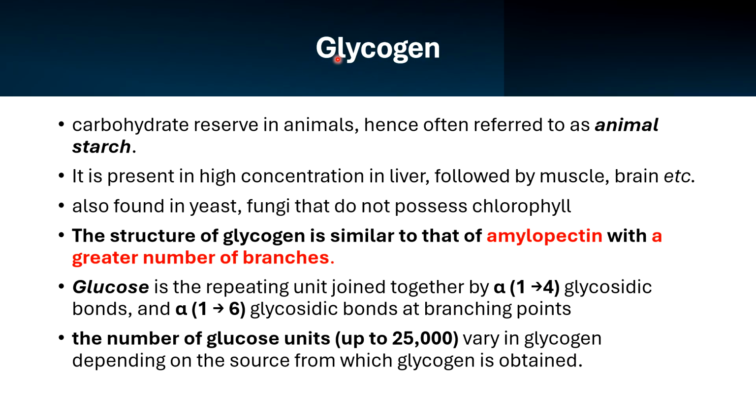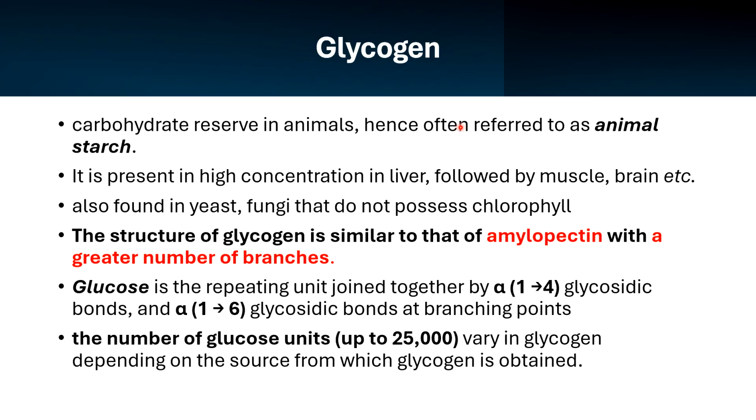Now let's see glycogen. Glycogen is an important carbohydrate reserve in case of animals. That's why glycogen is often referred to as animal starch. It is present in high concentration in liver, followed by muscle and brain. It is also found in some yeast and fungi which cannot produce starch.